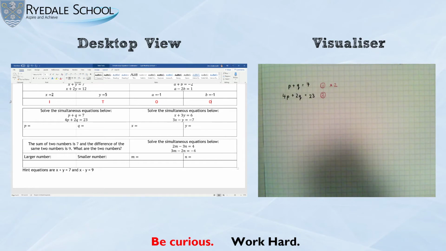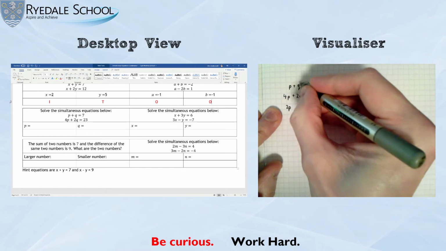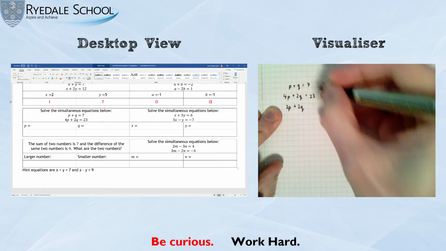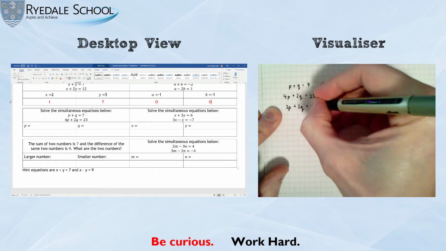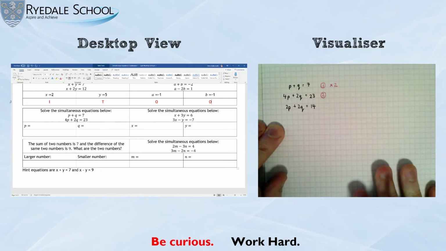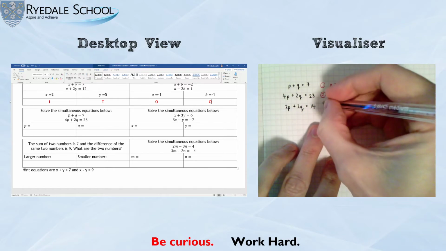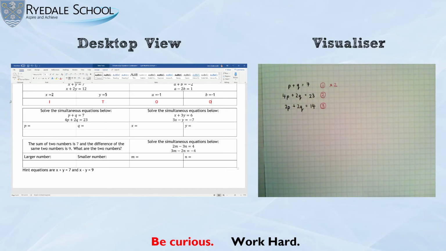So again, I'm going to communicate that by just saying I'm going to times that one by 2. I'll write it underneath. That times 2 is 2P. This times 2 is 2Q. And don't forget the number on the end needs multiplying as well. 7 times 2 is 14. Multiplying an equation by a number, as long as you do it to every single term, will not affect the values of P and Q. Since I've created a new equation, I'm going to number that one number 3 so I can communicate what I'm going to be doing at the next step.